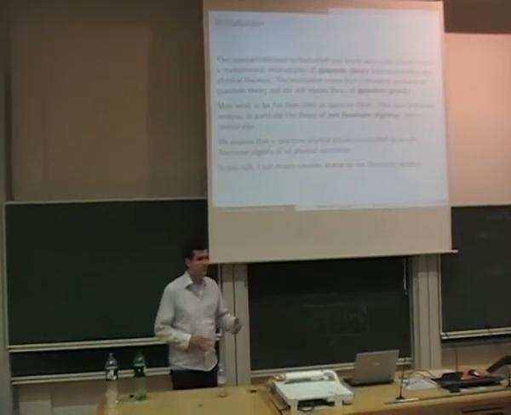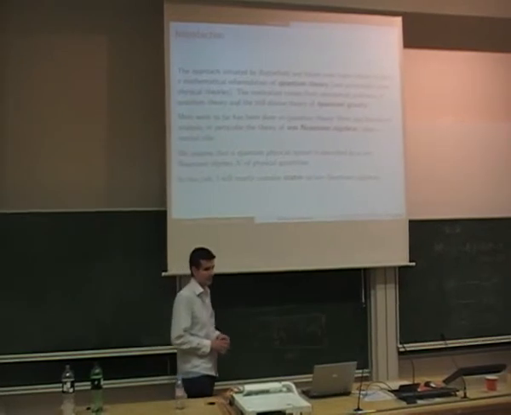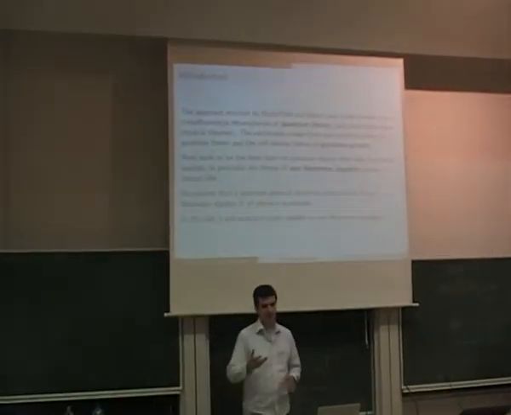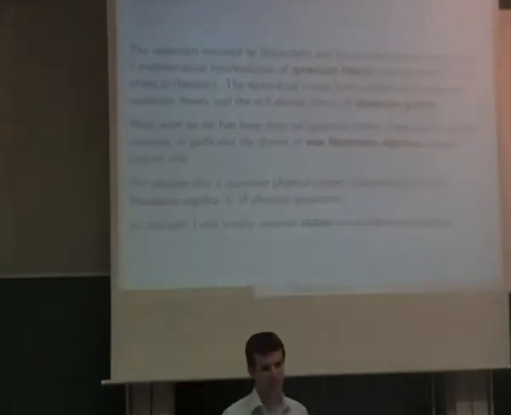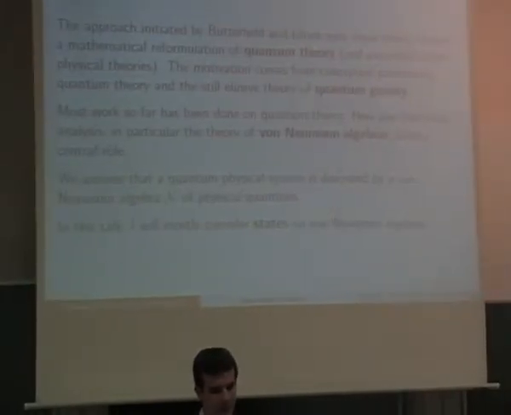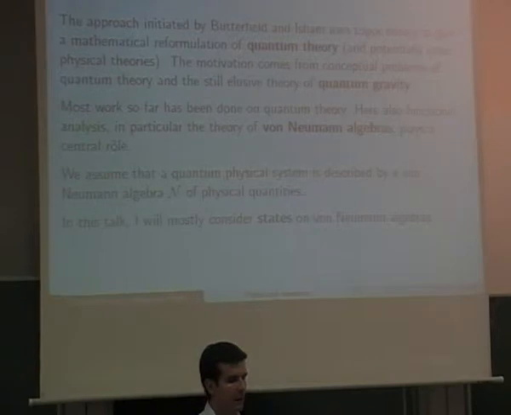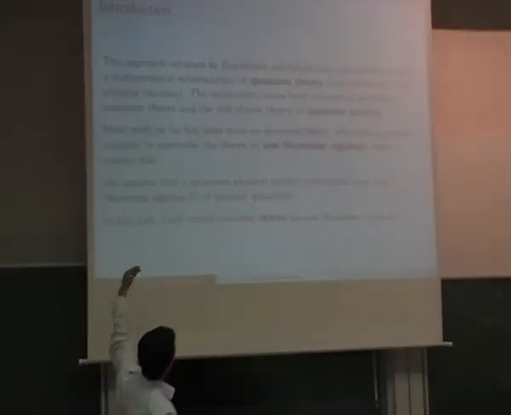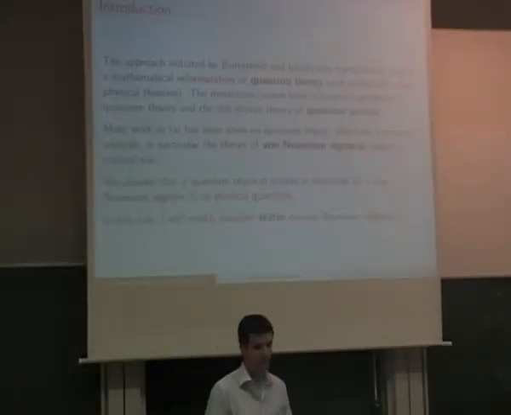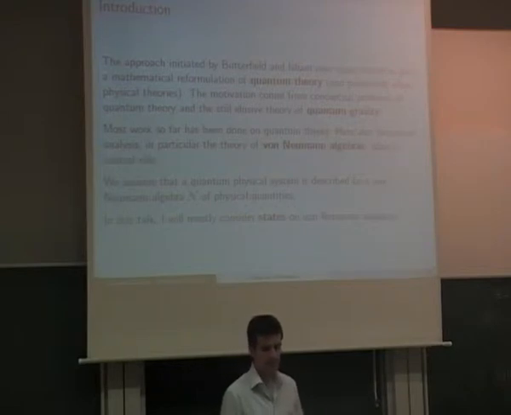Most work in the approach has been done on quantum theory, and in particular on what you could call algebraic quantum theory, where the algebra of observables of the quantum system is some von Neumann algebra. So we assume that we always have such a von Neumann algebra N, and I'll say a bit more about these guys. Particularly I want to talk about states on von Neumann algebras.